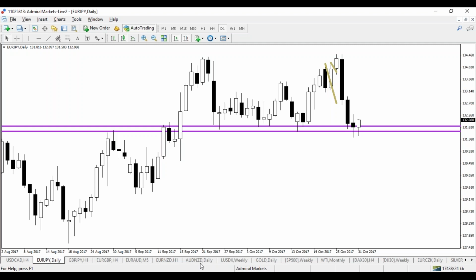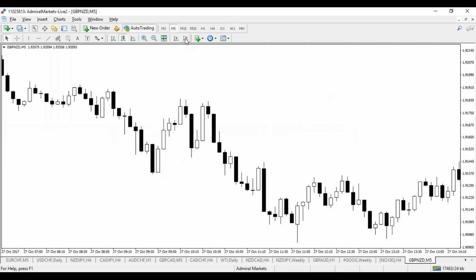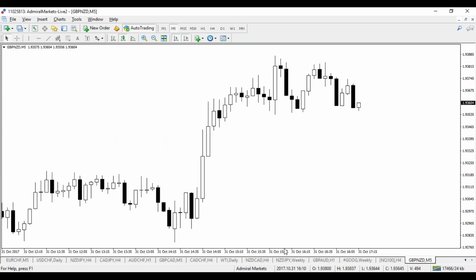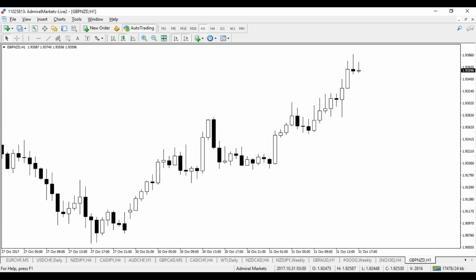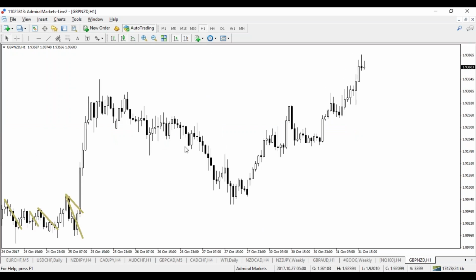Did anyone manage to grab those trades by any chance? I did mention them through my Twitter account. I'm not sure what happened with the pound New Zealand, unfortunately. It's all the way here. All right, there we go.